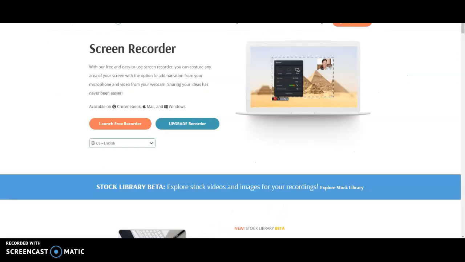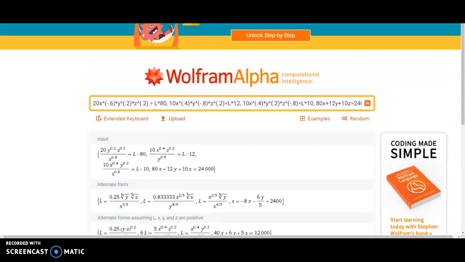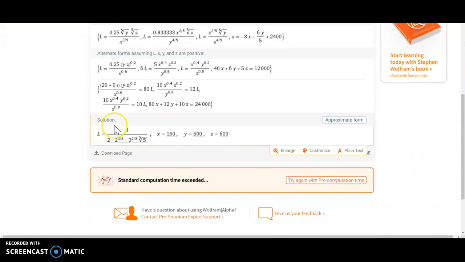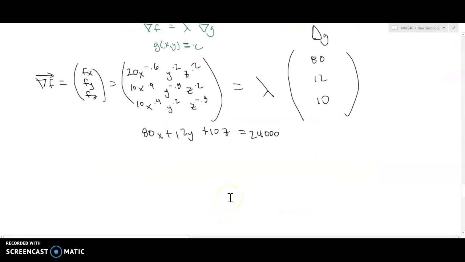And we'll go over to Wolfram Alpha to do that. When we input our results, here is the whole thing. Again, I'm using L for lambda. Don't forget those because it's easy to forget the L times 80, L times 12, L times 10. And then over here to the right, we have our g of x, y, z equals 24,000. And when we scroll down to find the result, we see that x is 150, y is 500, z is 600. Once again, the value of lambda is valuable, but we're going to ignore it now. And we're going to say that 150, 500, 600 is our critical point.